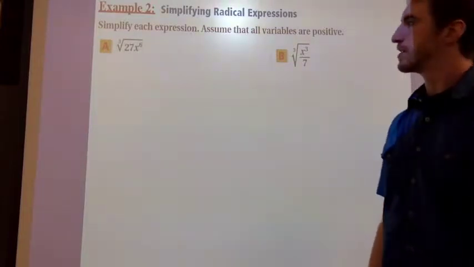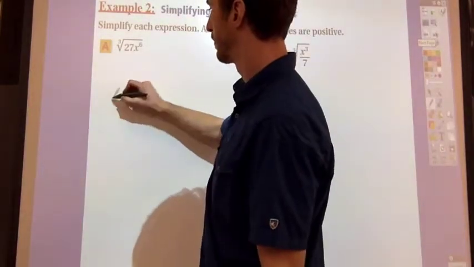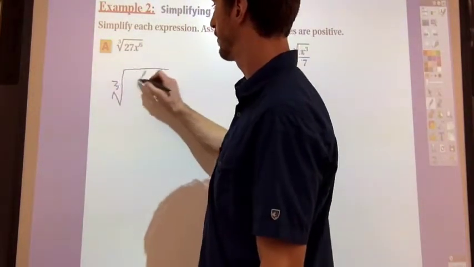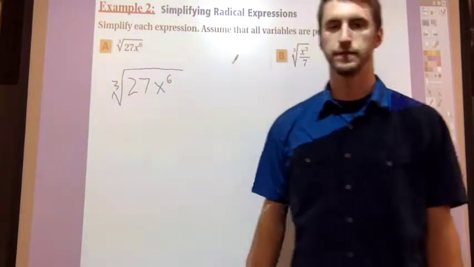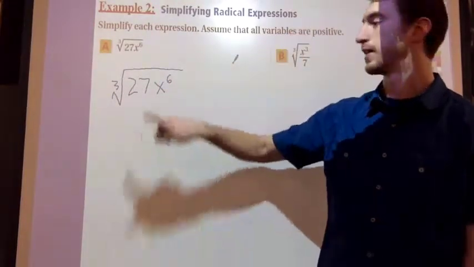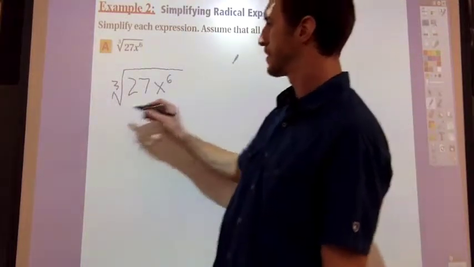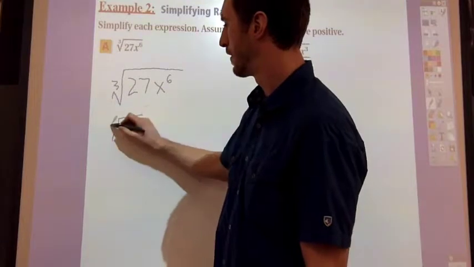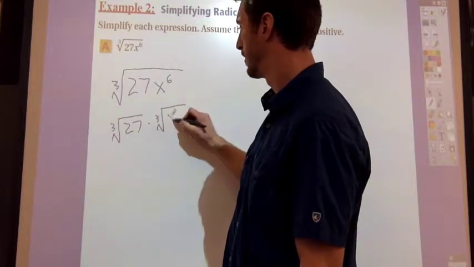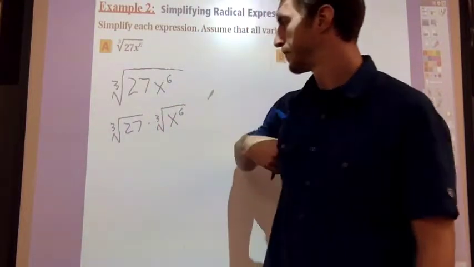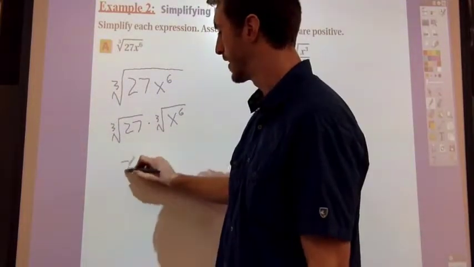Okay, now we're going to get a chance to use those properties. So what we have here, and I'll rewrite this bigger, is the third root of 27 times x to the 6th. Using those properties we just talked about, I can break this into two different terms. So I'll break it into the third root of 27 times the third root of x to the 6th. Now the third root of 27 is 3, I already know that. So I'll go ahead and write that.